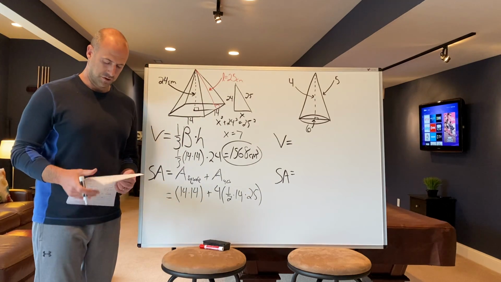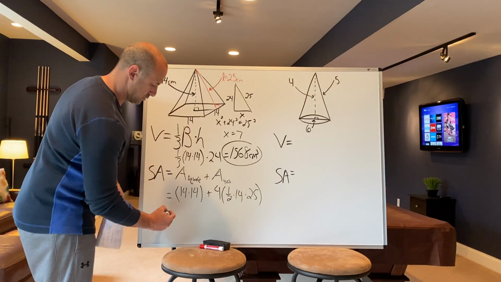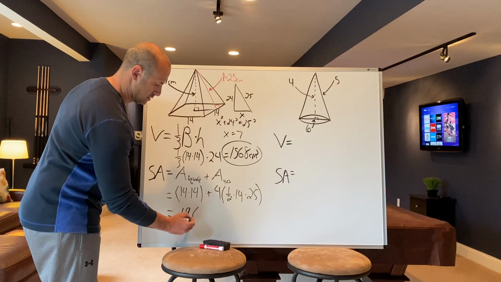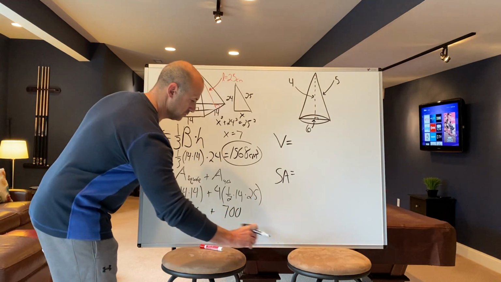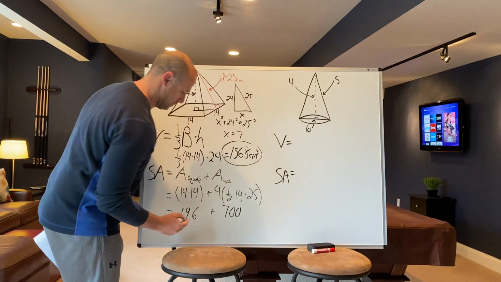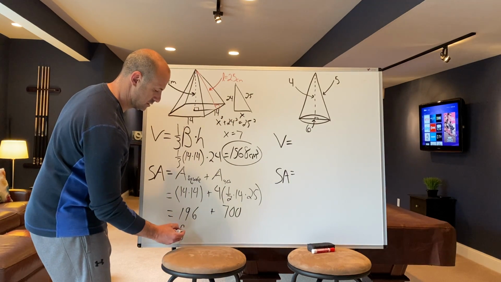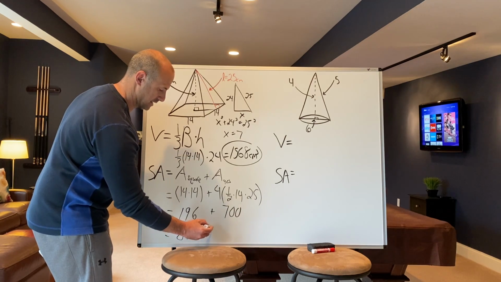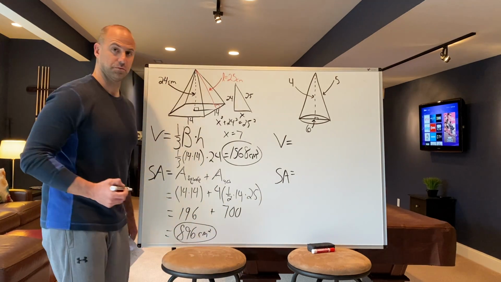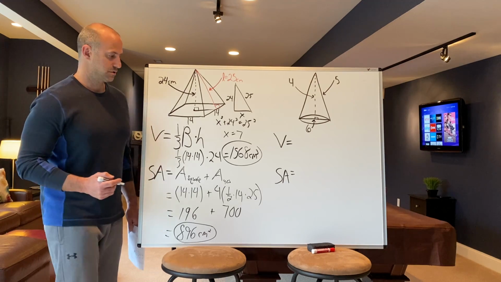Okay, so if you do that all correctly, you get 196 plus 700. And of course, let me move my stuff here. We end up with 896. And we are in area right now, so that's square centimeters. Okay, so there they are.